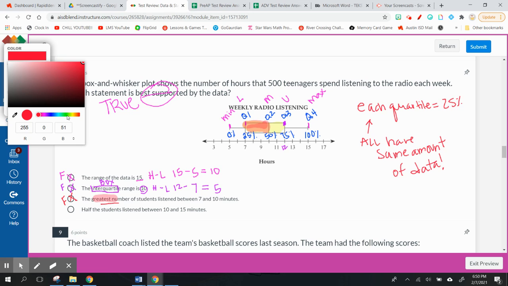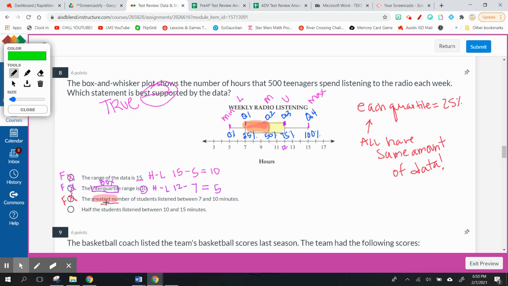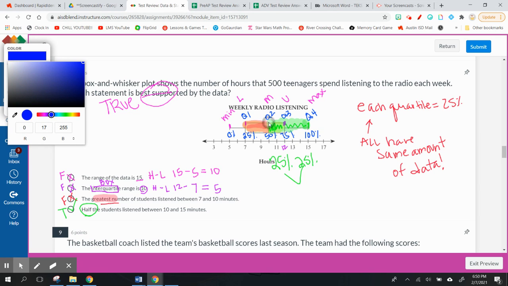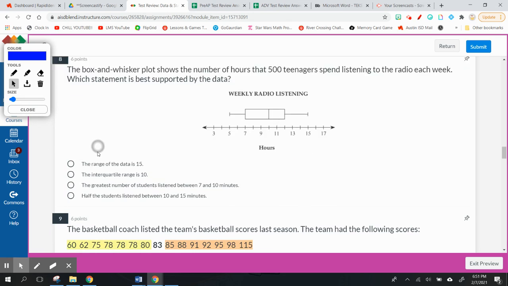All right, let's prove without a shadow of a doubt this last one is our actual answer. Half of the students listened between 10 and 15 minutes. All right, so 10 is right here, 15 is here. You guys, that is 2 quartiles, right? 1, 2. Each quartile is worth 25%. If we have 2 of them, 25% and 25% together is half, right? That's 50. So that is true. From 10 minutes to 15 minutes is 2 quartiles, 25%, 25%, that's half, 50%. Lots of little nuggets, but we have all of that in our brain.